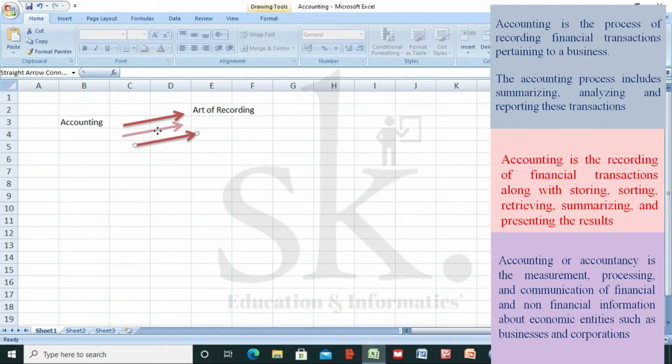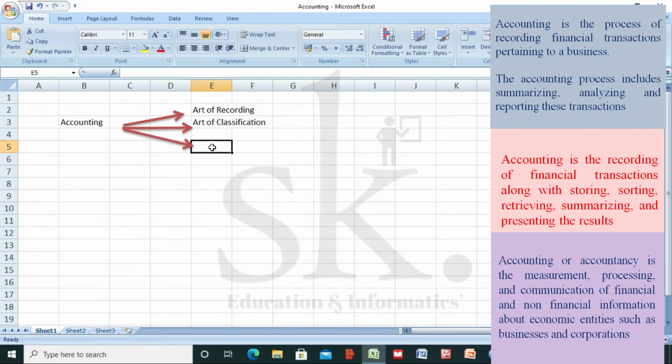The second most important point, while we define the term accounting, is the art of classification. So let me write it here. It also talks about art of classification of business transactions. And let's talk about the last point, which is summarizing business transactions. So this talks about an art of summarizing business transactions. The definition says that accounting is basically an art of recording, art of classification, and art of summarizing the business transactions.